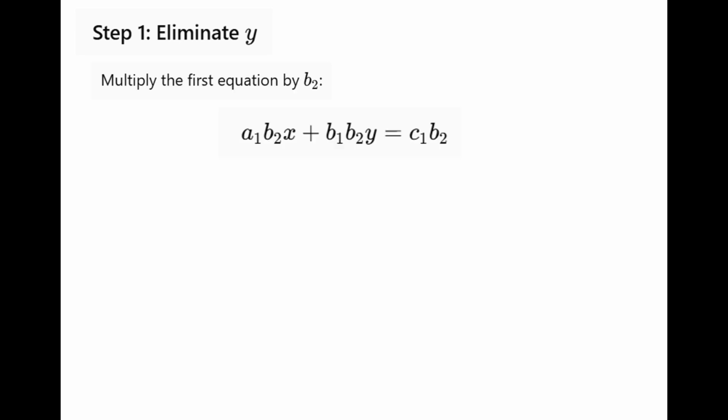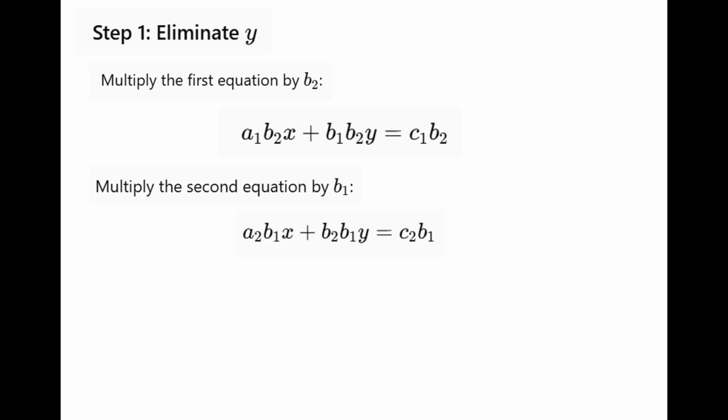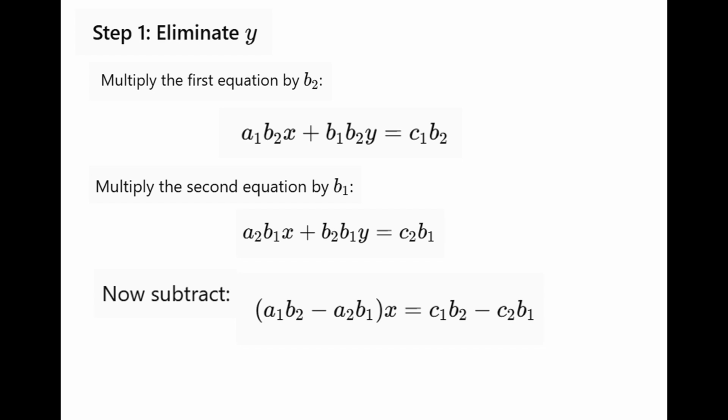And now step 2, which is to eliminate the y. So first we will multiply equation 1 with b2 and similarly equation 2 with b1. Now if we subtract them together, we will get the x coordinate part. So this is how we will get c1b2 minus c2b1 upon a1b2 minus a2b1. And the next step will be to find the determinant.